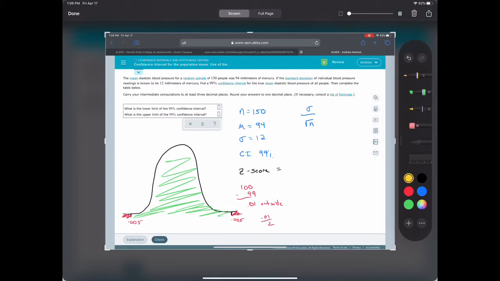Let's go ahead and write this out. So our standard error is going to be the standard deviation divided by the square root of 150. Okay? And what we're going to do is take the z-score times that to get our margin of error. So we will come back to this in just a second.